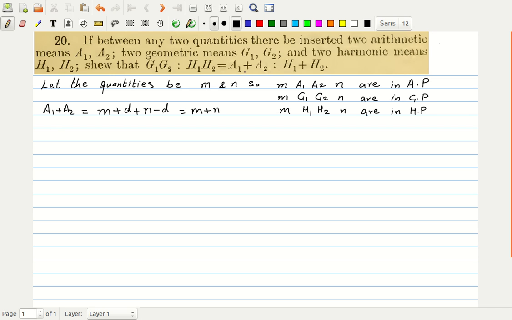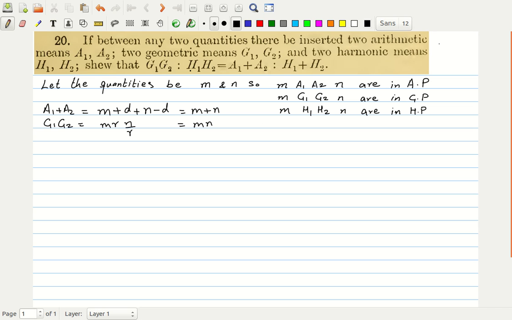Now what is g1 g2 going to be? We can write g1 as m times some common ratio r, and g2 is going to be n divided by r, right? So n divided by r is g2, m times r is g1, so we get g1 g2 is equal to m times n.